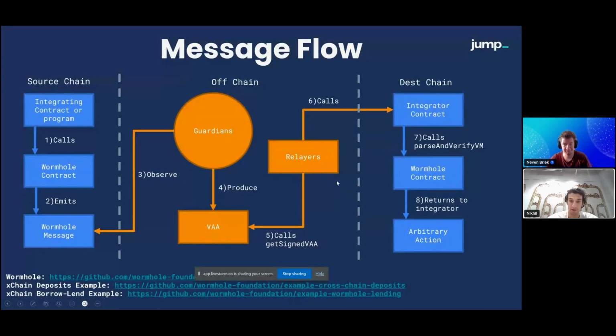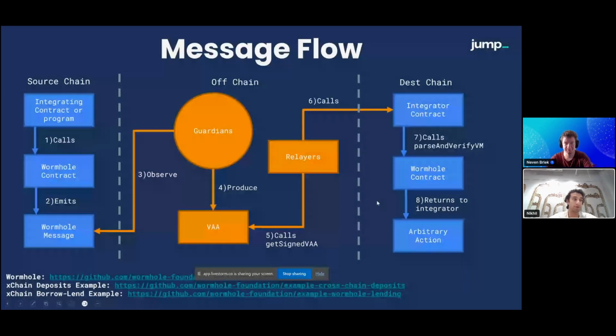So basically, the relayer will get the VAA from the Guardian. It will submit it, deliver it to the destination chain. The contract on the destination chain will then call the Wormhole contract to verify the VAA. So it'll verify that this message is valid and signed by the Guardians. And then the Wormhole contract will return true to the integrating contract, and the integrating contract can then take whatever action it needs based off of the message.